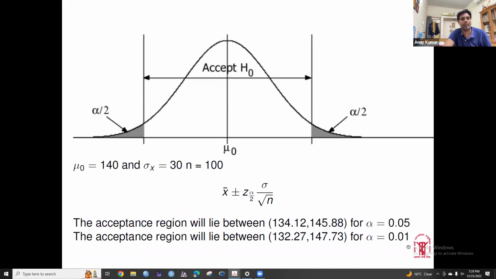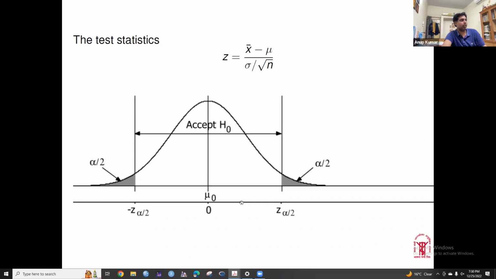But if you change the level of significance from 0.05 to 0.01, then this 134 becomes 132 and 140 changes accordingly. So if your mean lies in this interval, then you will say that the null hypothesis is true. Now this is calculated from the same confidence interval formula. Okay, this is the logic behind understanding the confidence interval.